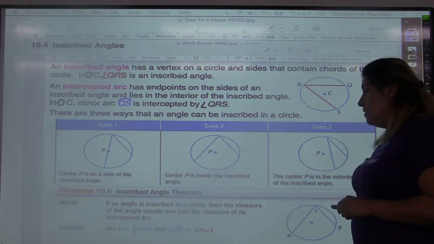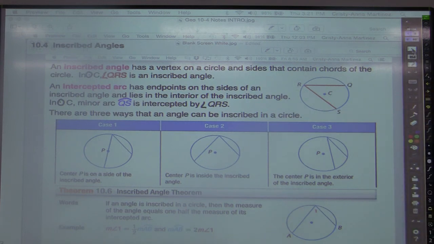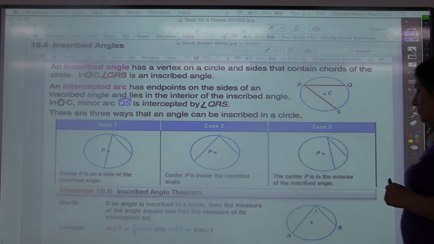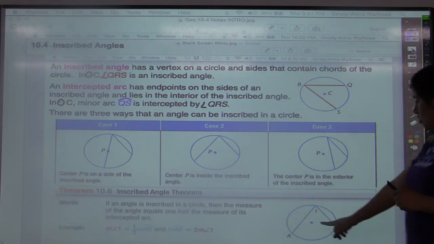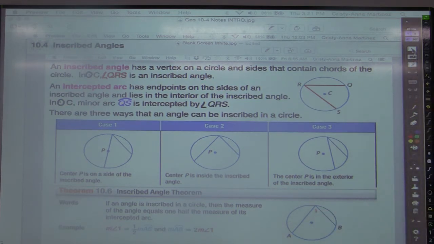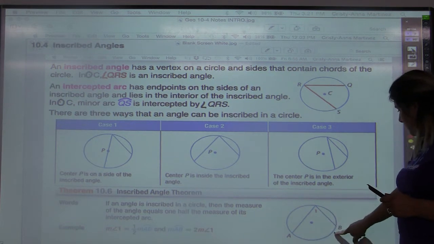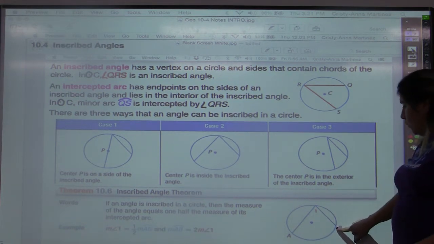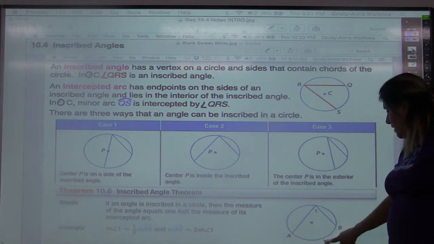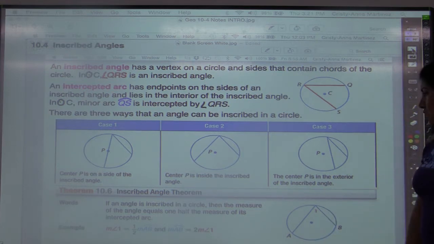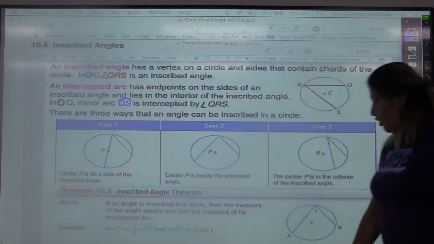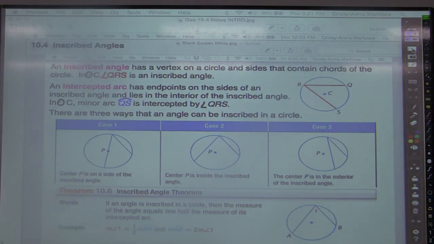And we have a theorem. It's called the inscribed angle theorem, theorem 10.6. And it says that if an angle is inscribed in a circle, like angle 1 here, then the measure of the angle is equal to 1/2 the measure of its intercepted arc. So this angle will equal 1/2 the measure of the intercepted arc. Or if you wanted to go backwards, you could say that the intercepted arc is twice the measure of the angle. So you have that here in equation format, and you can see both directions there.